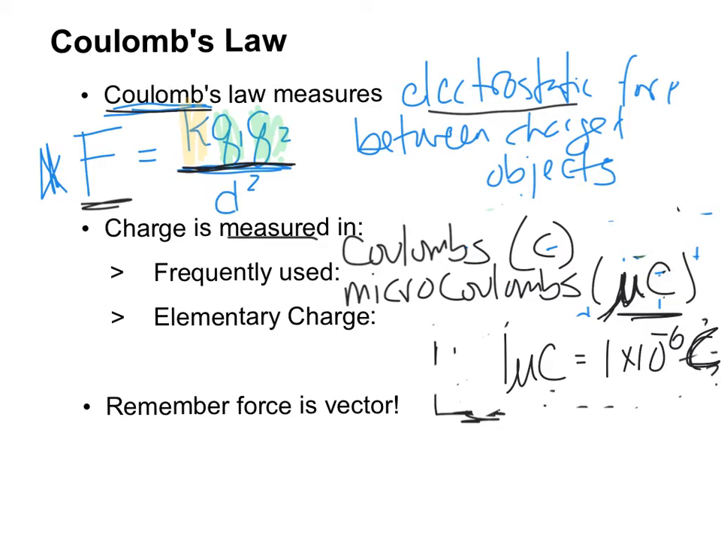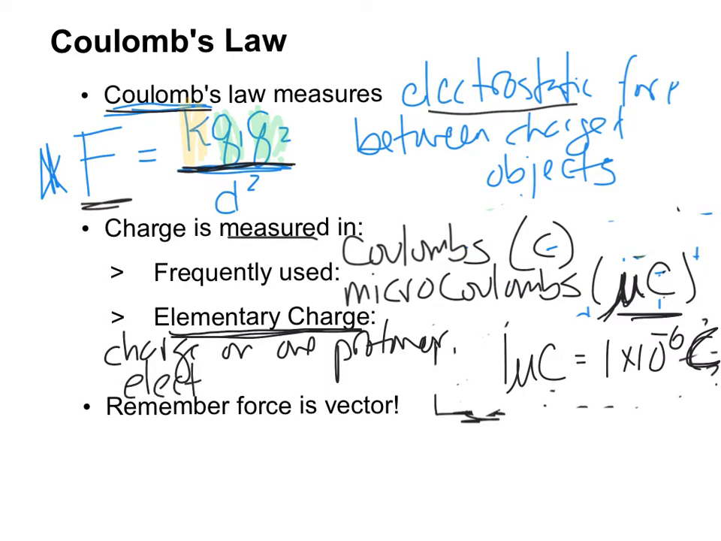Now, talking about small values, the elementary charge is a very, very small value. It is the amount of charge on 1 proton or electron. It turns out that this is the smallest amount of charge that can exist. So a single proton or a single electron could have that smallest amount of charge.